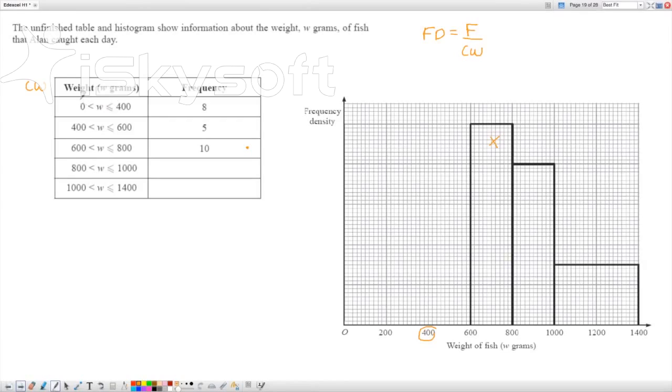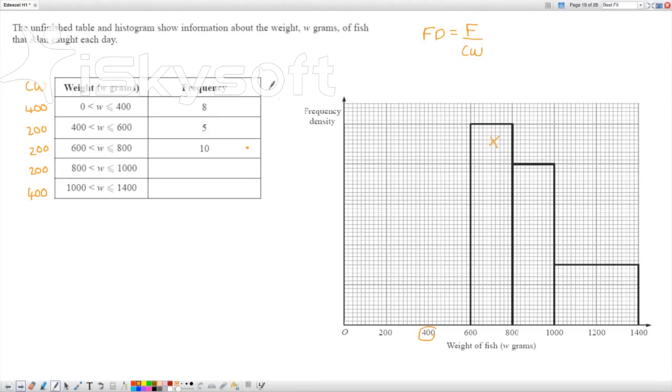This one goes from 0 to 400. So that's 400. Here is 200. 200, we're looking at the difference between the 2 values. 200 again, remember histograms have different class widths. And here again, back to 400.